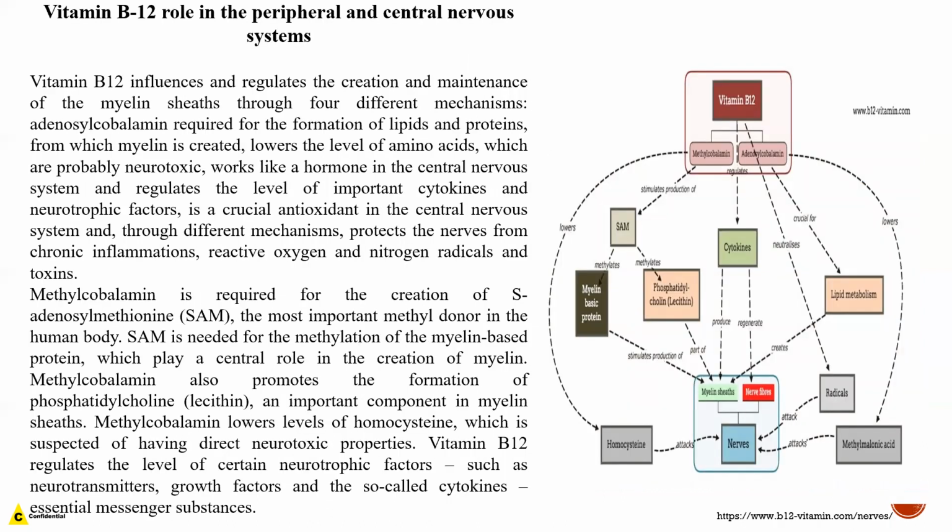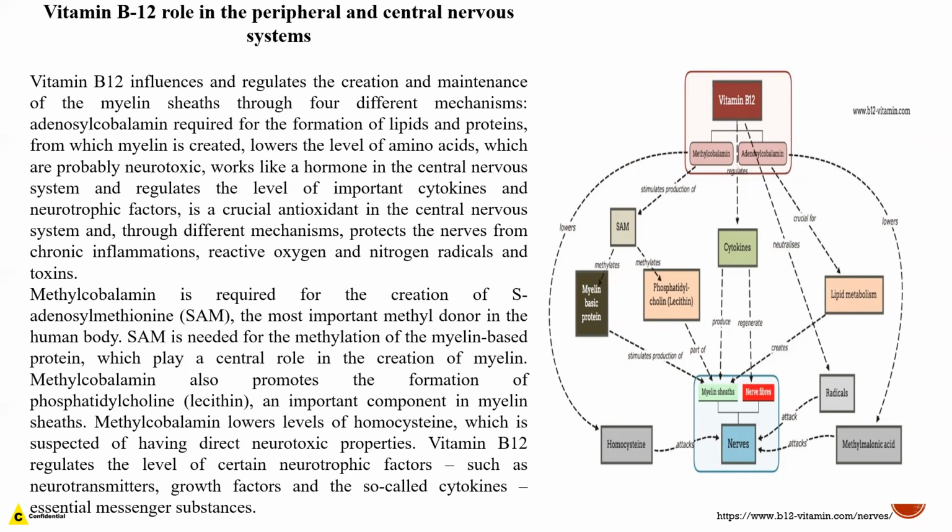Vitamin B12 influences and regulates the creation and maintenance of the myelin sheath through four different mechanisms. Adenosylcobalamin is required for the formation of lipids and proteins from which myelin is created, lowers the level of amino acids which are probably neurotoxic, works like a hormone in the central nervous system and regulates the level of important cytokines and neurotrophic factors, and is a crucial antioxidant in the central nervous system, protecting the nerves through different mechanisms from chronic inflammation, reactive oxygen and nitrogen radicals, and toxins.